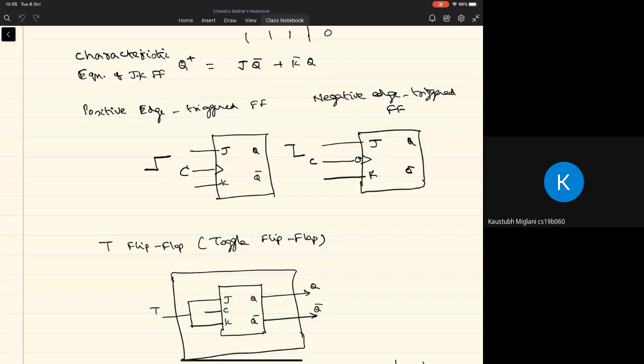But this requires 2 inputs, and later we'll be seeing that when we design the circuits using these flip-flops, we have to come up with the Boolean expressions for controlling J as well as controlling K. So typically the circuit will be a little bit more complex than the circuits that are designed using the other types of flip-flops. So there are other flip-flops, only single input.